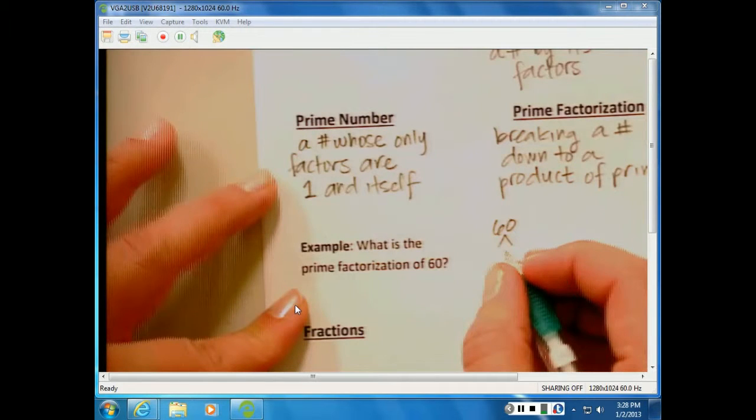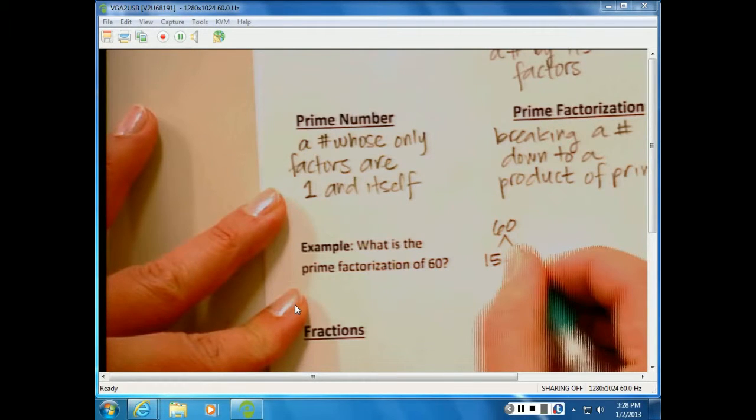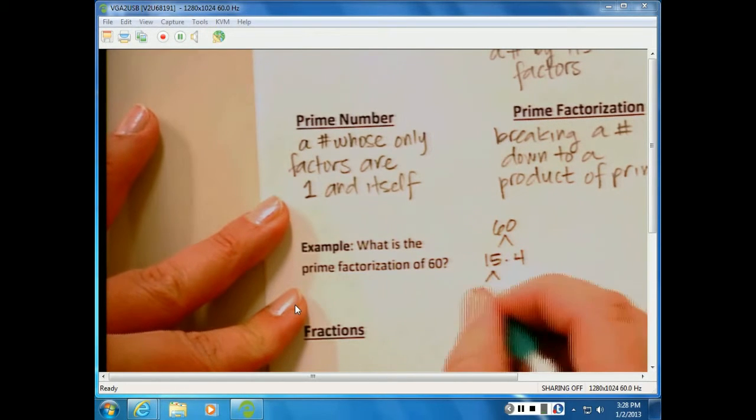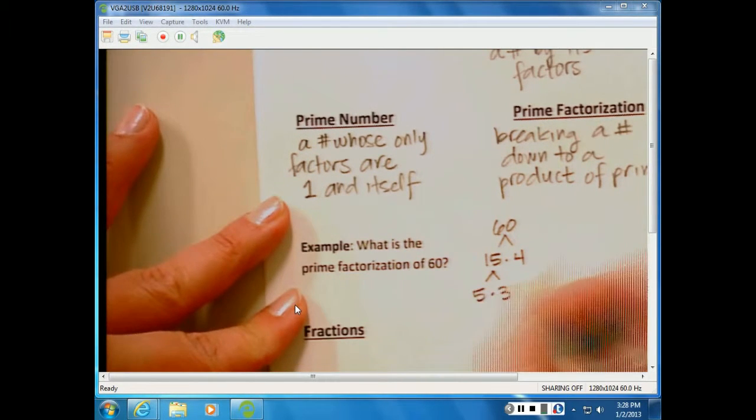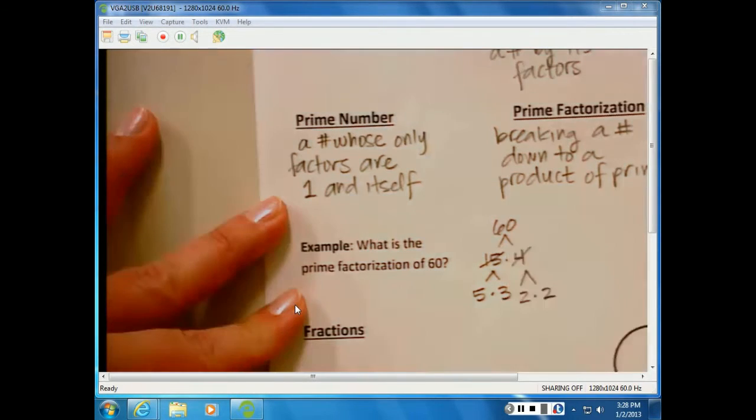So let's say I go 15 times 4. I know that 15 is 5 times 3. I know that 4 is 2 times 2. So the prime factorization of 60 would be 2 times 2 times 3 times 5.